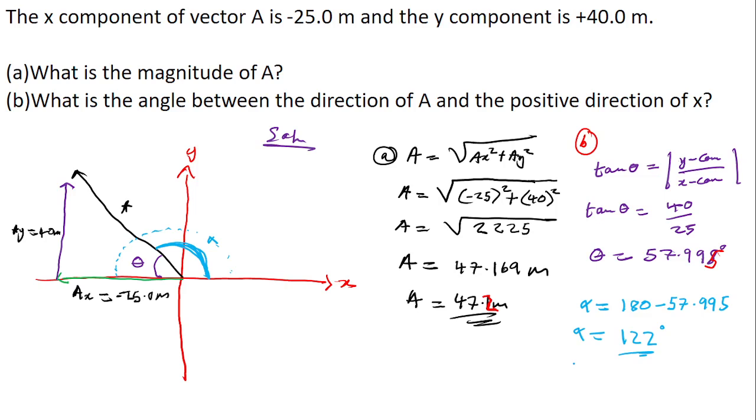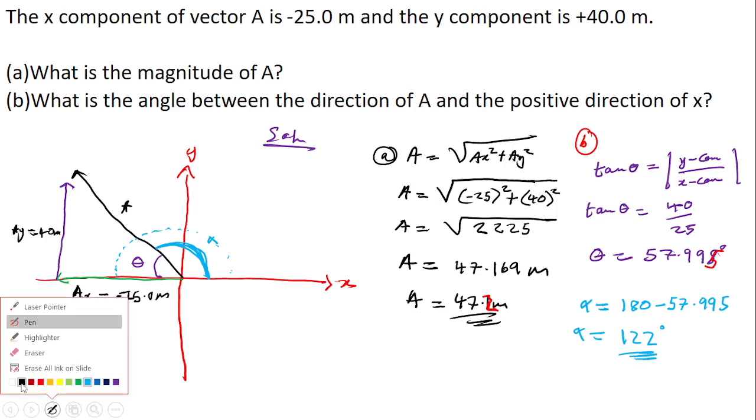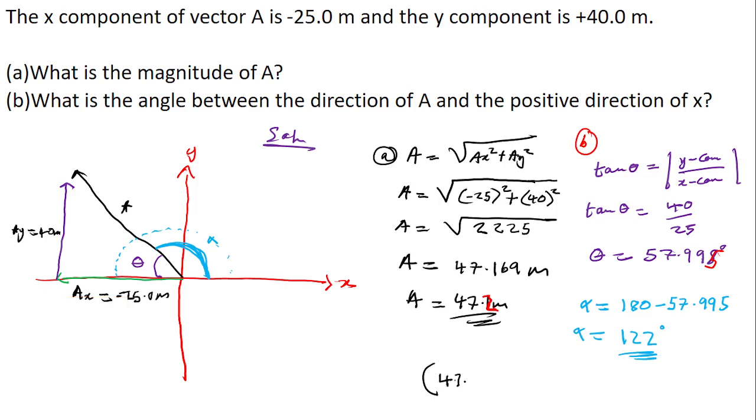If you want, you can present it in polar notation, whereby you say 47.2 meters, 122 degrees. So this is your final answer for this question. Do you have any question so far? Any question?